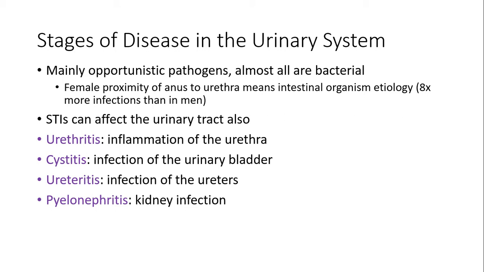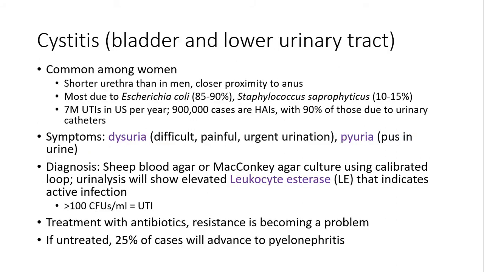So we're going to go through a couple different terms. Urethritis, you'll see a lot. This is inflammation of the urethra. Cystitis does not, so most of these words kind of tell you what it is. Cystitis does not. This is an infection of the urinary bladder. So we're talking about a bladder infection in this case. Ureteritis is an infection of the ureters. And then pyelonephritis is a kidney infection. So we've got some curveballs here.